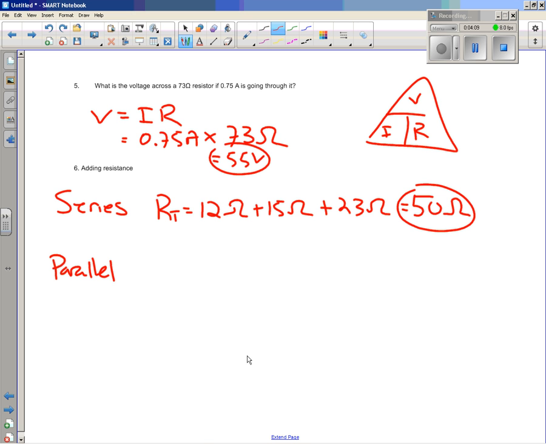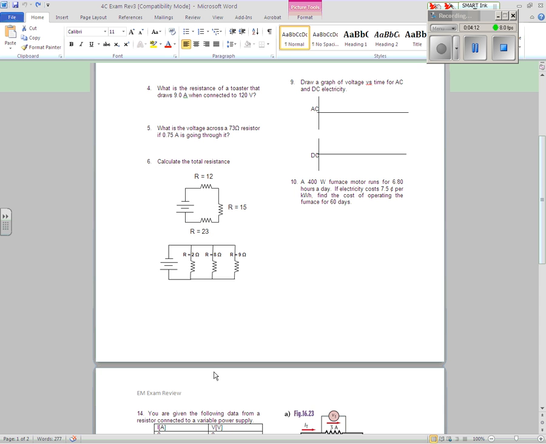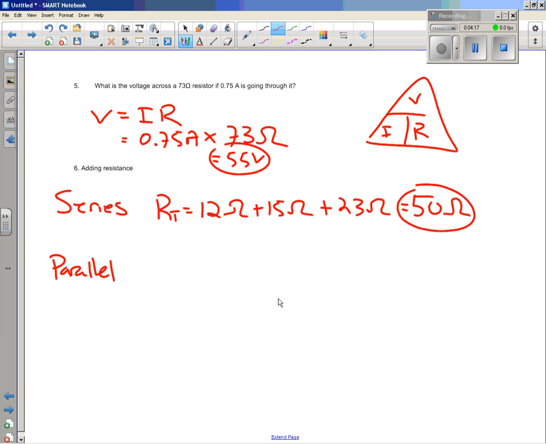Parallel resistors have to use a little bit different method to add them up. This is a 2, an 8, and a 9. In parallel, I've got to go 1 over them. So 1 over the total equals 1 over 2 plus 1 over 8 plus 1 over 9. I type into my calculator 1 divided by 2 plus 1 divided by 8 plus 1 divided by 9 equals, which gives me like 0.736. So that's what 1 over the total is equal to.